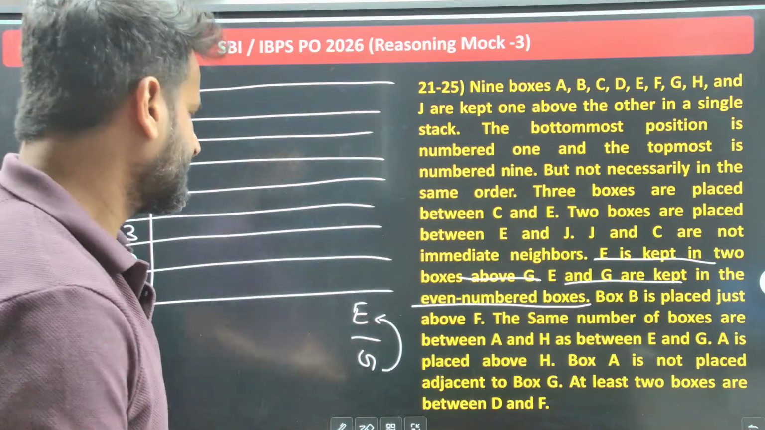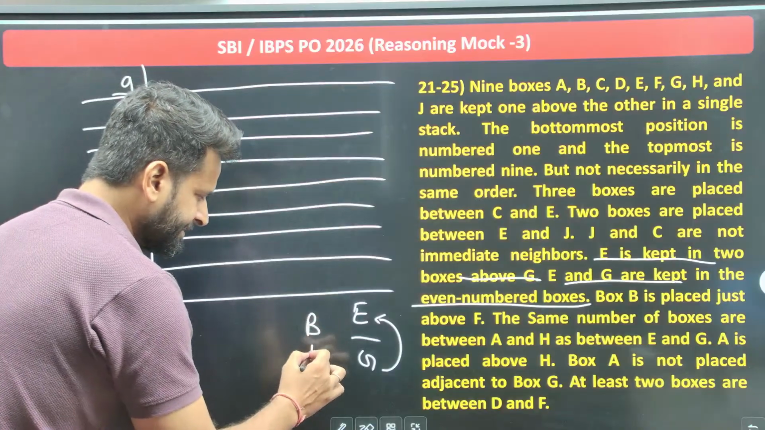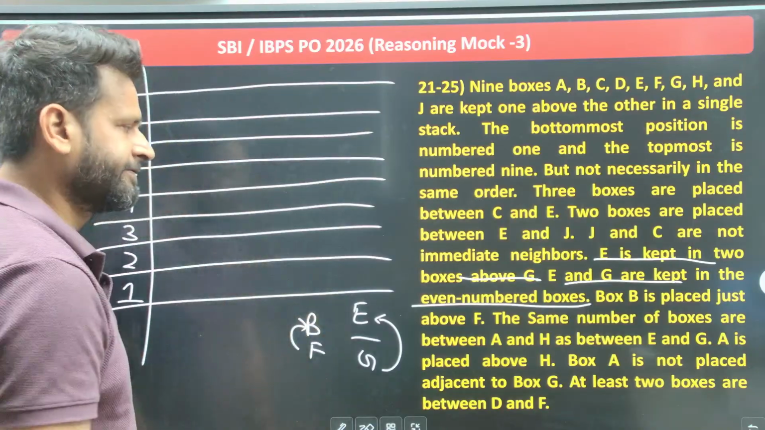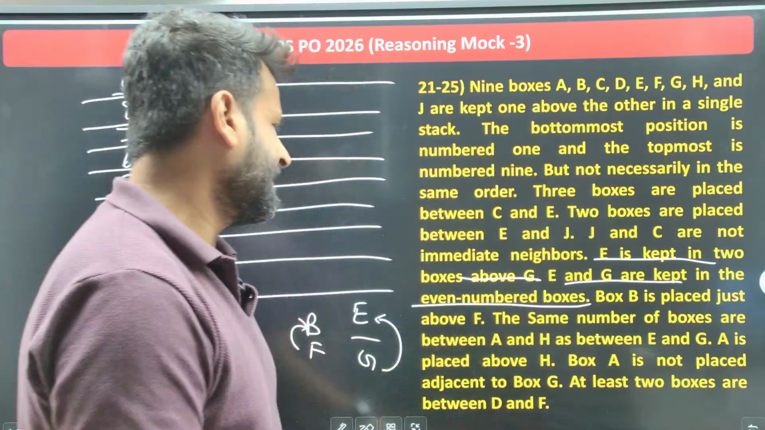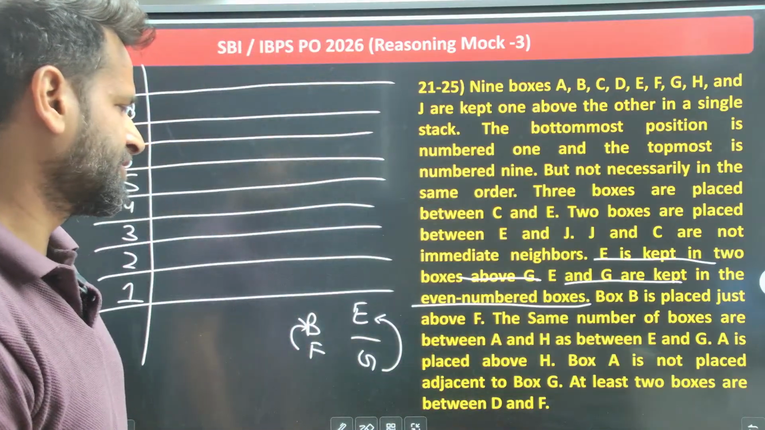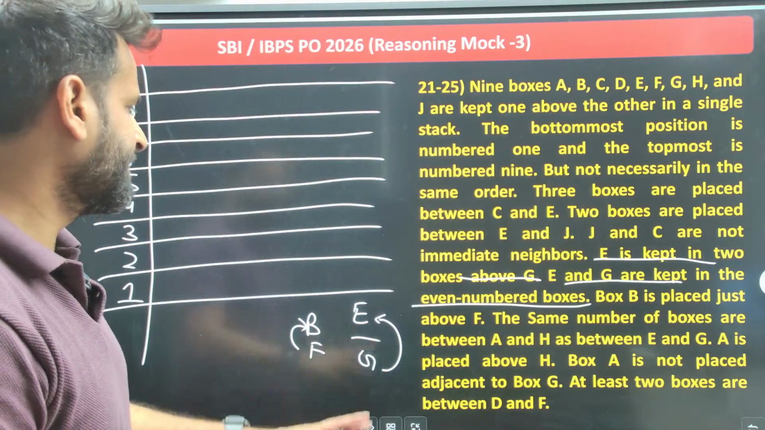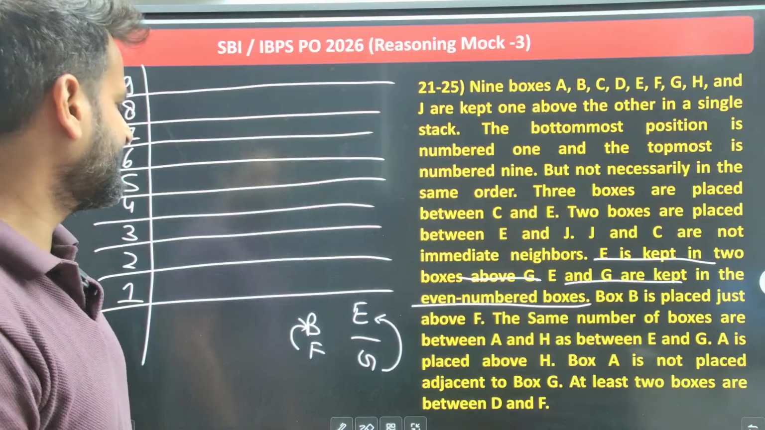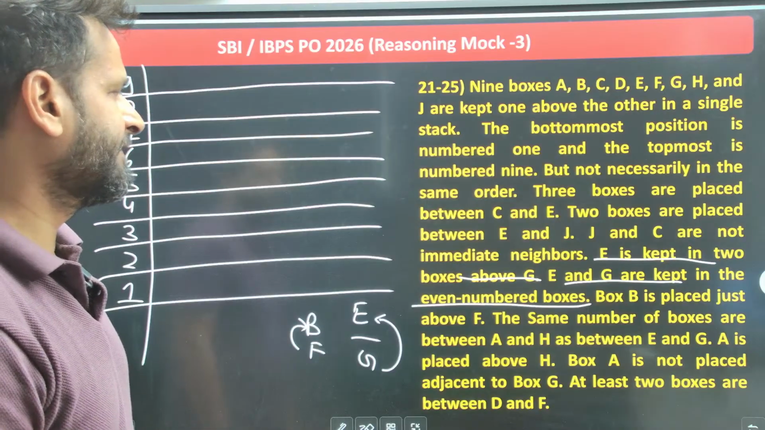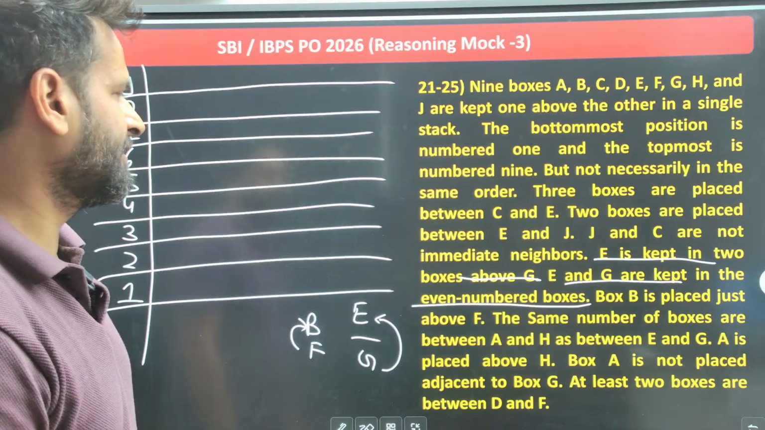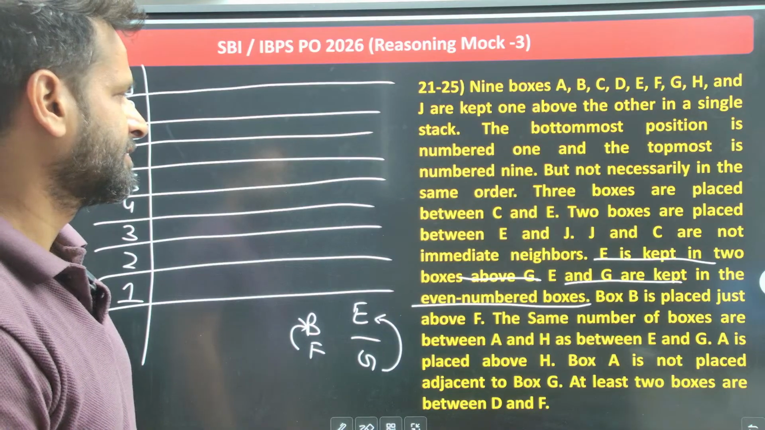B is placed just above F. Wherever you will be placing B, just above F. A, H, E, G. A above H. At least 2 between D and F. 3 between C and D. 2 between E and J. J and C are not immediate neighbors. Alright.